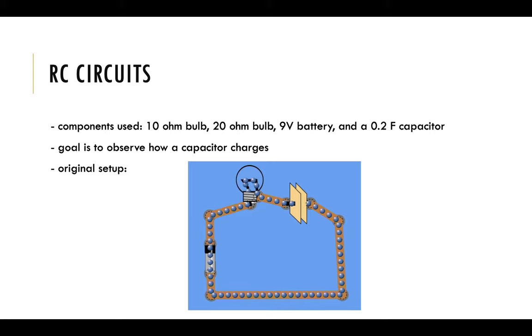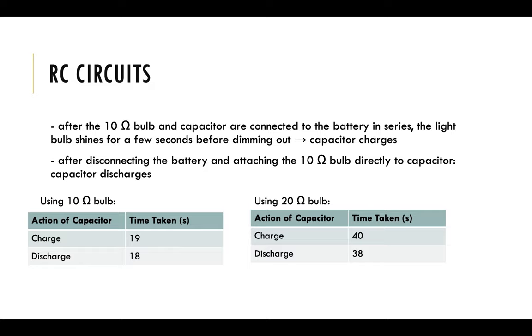The second part of this lab was RC circuits. The components used in this example were a 10 ohm bulb, a 20 ohm bulb, a 9 volt battery, and a 0.2 farad capacitor. The goal of this was to observe how a capacitor charges, and shown below is the original setup of my model. After the 10 ohm bulb and capacitor are connected to the battery in series, the light bulb shines for a few seconds before dimming out, thus the capacitor is charging.